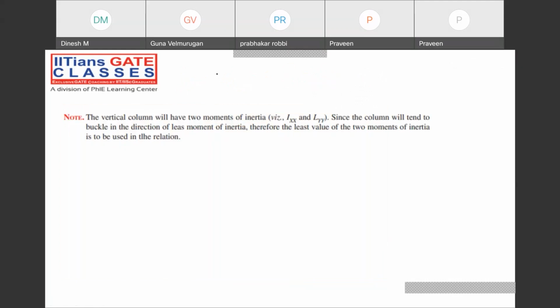For a vertical column, we have two moments of inertia, Ixx and Iyy, and among those we need to choose the minimum. Why minimum? Because the column will tend to buckle in the direction of least moment of inertia. The larger the moment of inertia, the larger the resistance. Moment of inertia is one kind of resistance. The lesser the resistance, the more the attack will be there. Yes or no, guys?